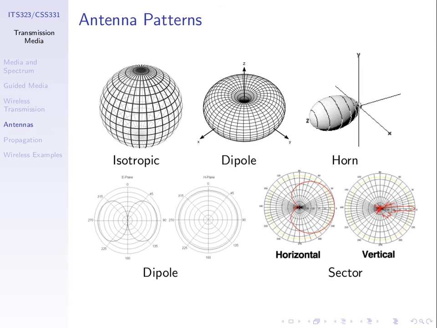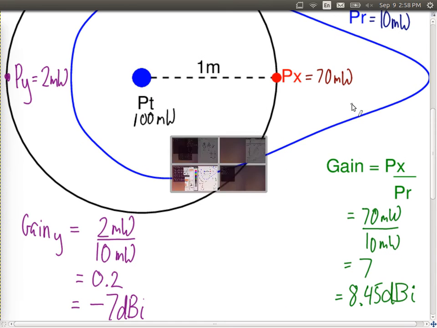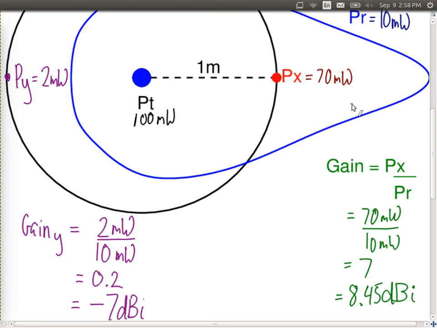So we looked at the gain, and we calculated in our example the gain. It was, say, 70 milliwatts divided by 10 milliwatts. The problem with this approach is for me to know the gain of my blue antenna, I need to use my antenna and also use an isotropic antenna and measure the signal strength at the same location. What we would like is to be able to predict the gain before I build it. This requires measurements to know the gain.